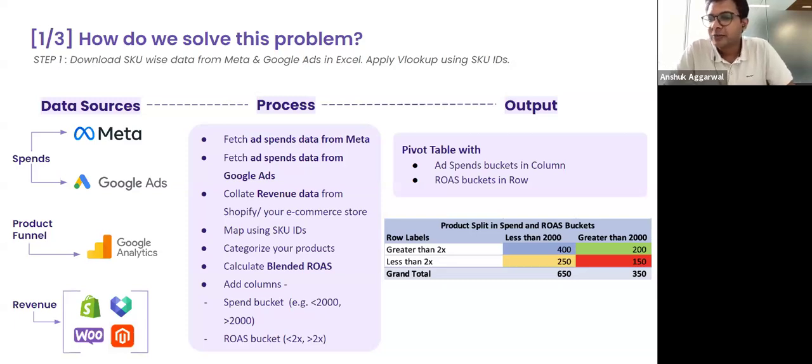Post that, it's very quick calculations in Excel. For example, we can calculate blended ROS at a product level. That is the total spend on Meta and Google, the total revenue from the Shopify backend, and blended ROS is the ratio of the two. We can create ROS buckets. We usually recommend creating an ROS bucket of less than 2x, greater than 2x, less than 3x, greater than 3x, depending on where the average ROS lies. Then a spend bucket, again, something like less than 2000, greater than 2000. It depends a little bit on the catalog size and average spend per catalog, but maybe a good start could be a number like 2000, right?